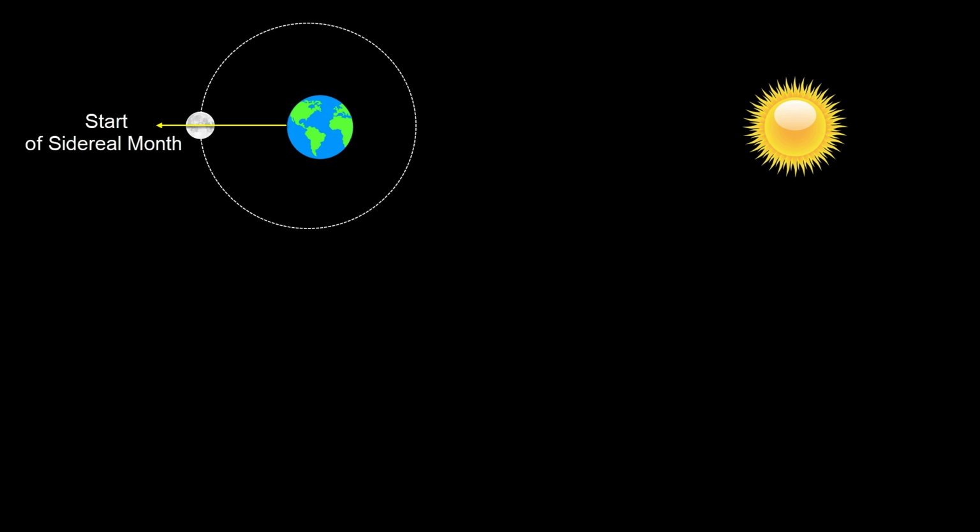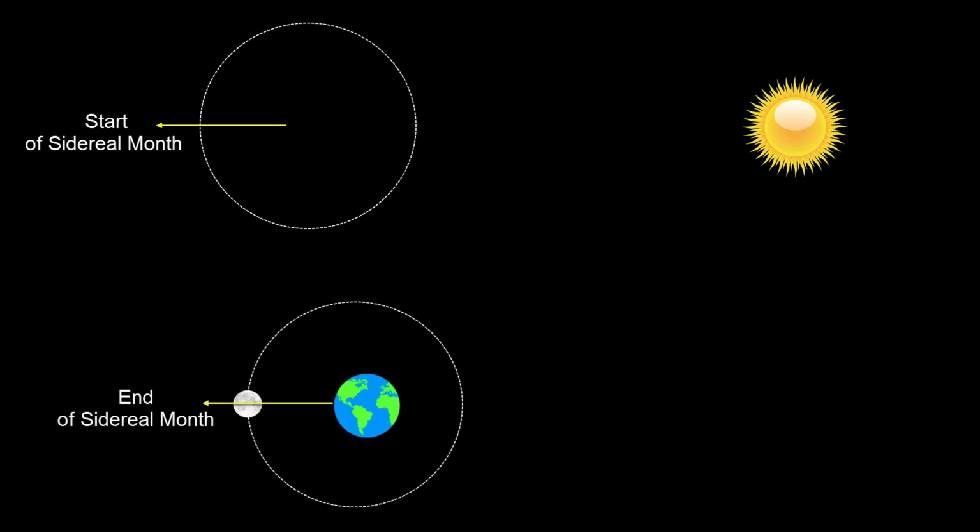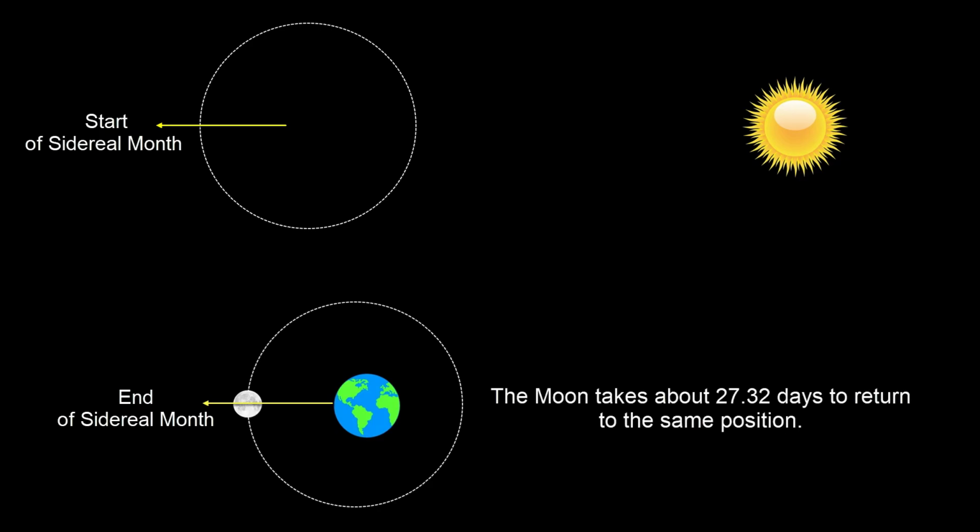The sidereal month is the time it takes the moon to travel once around the Earth, measured against a distant star rather than the Sun. This period lasts approximately 27.32 days.